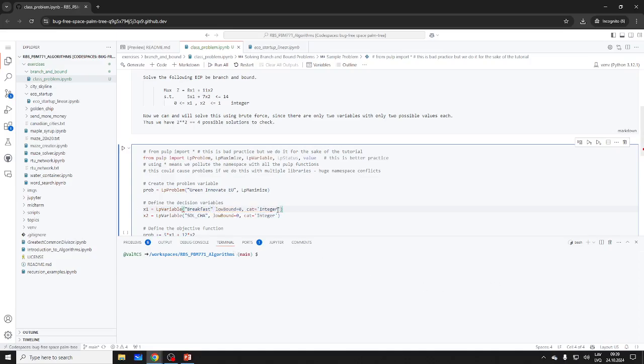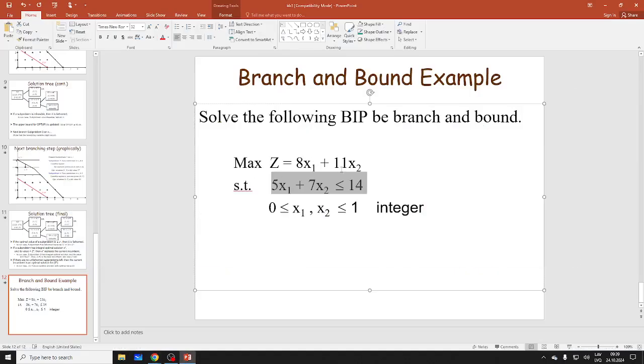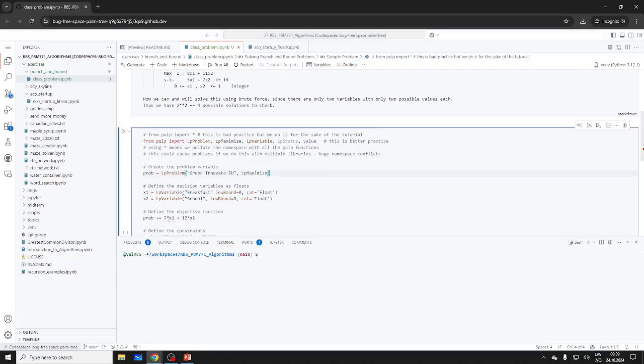Right. Yeah, we're not going to category, right? So this thing is we need to, of course, know as floats. I'll see if they can do the float. I guess you can. Right, we have breakfast and school, and of course the objective function is 8x1 + 11x2, right?